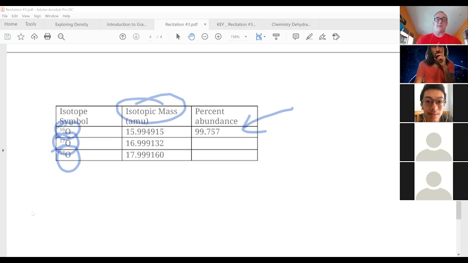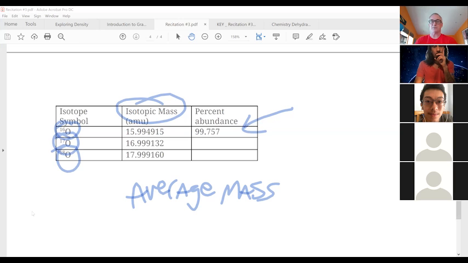So the isotopic mass would be the mass of one atom of an element, and the average mass, which is given on the periodic table, is the average of all of those isotopes mixed together. And so we'll go over how to calculate that at the end. Okay, does that make sense to everybody? You can't separate these things in nature. They're all together because they're chemically identical.